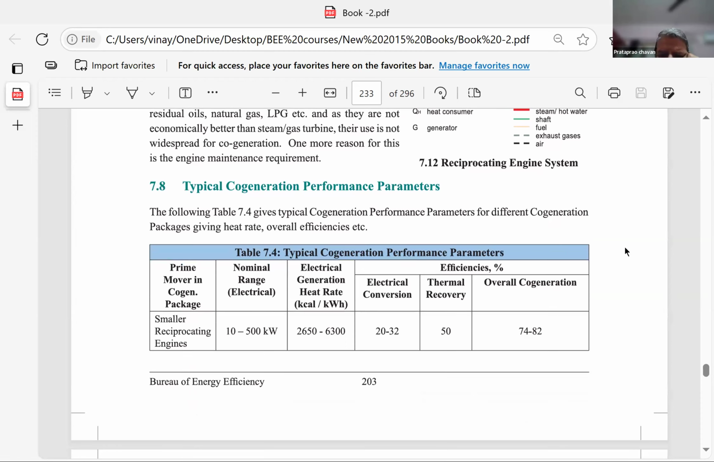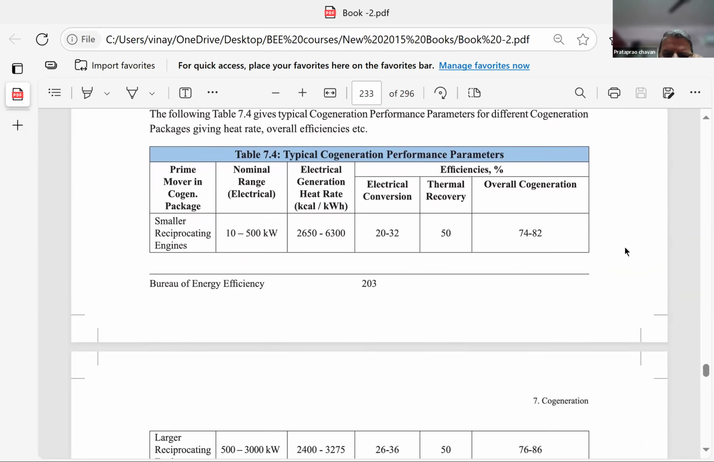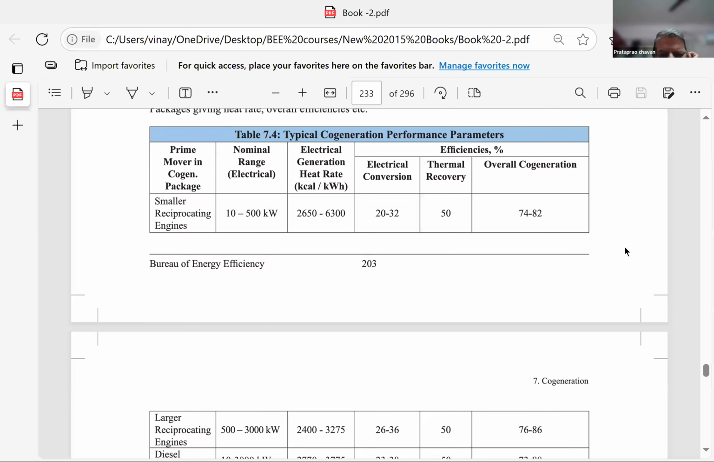Typical cogeneration performance parameters. How do you check the performance of a cogeneration plant? One, take a smaller reciprocating engine. What is the nominal electrical range? 10 to 500 kW is the normal range of reciprocating engines used for generation of electricity. Electrical generation heat rate. Do you know what heat rate is? The heat units required to generate 1 unit of electricity.